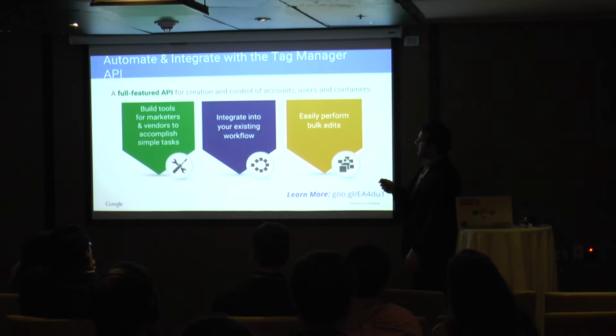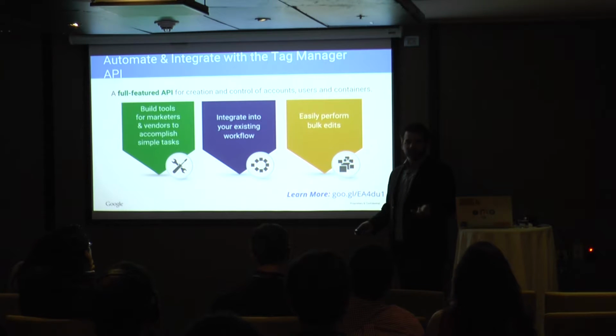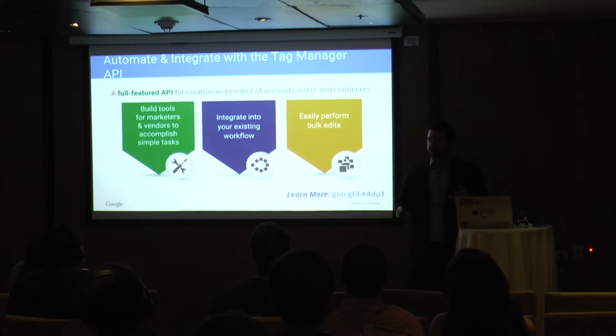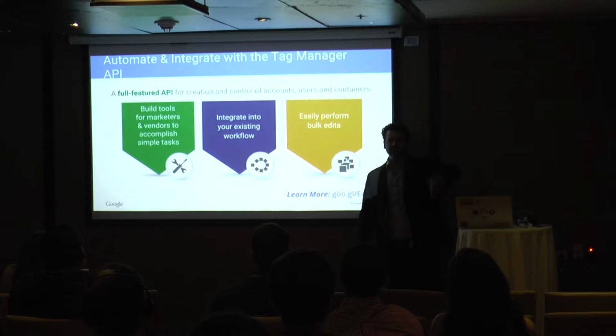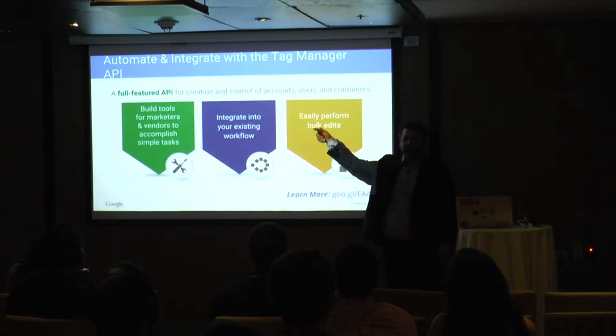The next thing is the API, and I won't spend too much time on this, but I want to mention this because I think if you are technical or you're trying to do things at a very large scale, the API can be hugely beneficial. So we have a full functional API with an asterisk, which I'll explain in a minute. But it's really beneficial if you want to build tools for your marketers to accomplish tasks. So for example, you could have a spreadsheet and be able to set up all of your tags in that spreadsheet and then use the API to push them all into GTM.